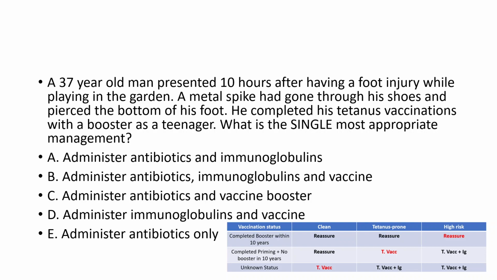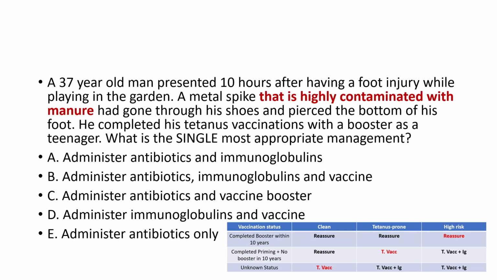So, as a teenager and he's 37 years old, that means the booster is already expired. That's the first thing. And this is a tetanus prone wound. So, this person is going to receive antibiotics and a booster.